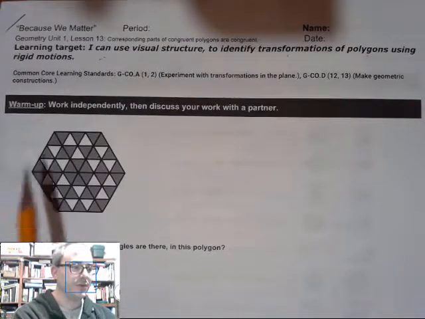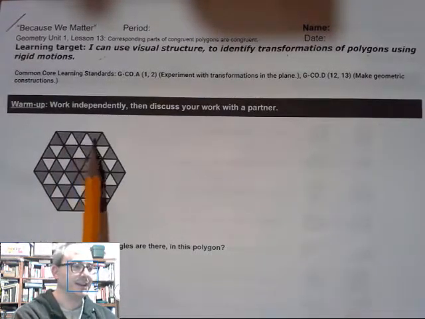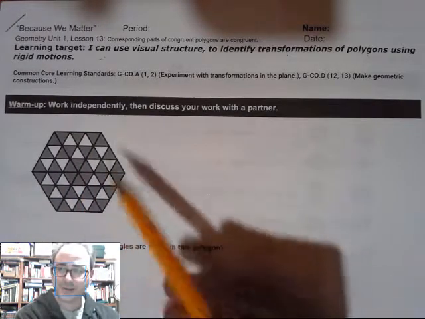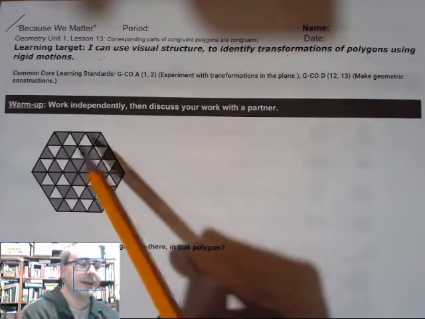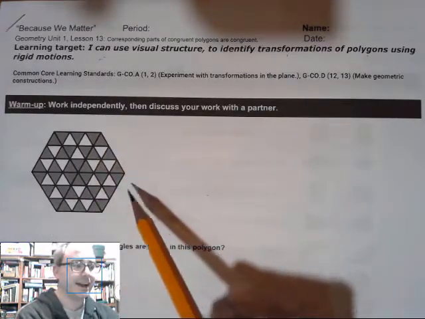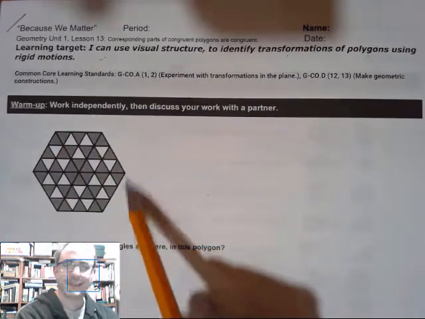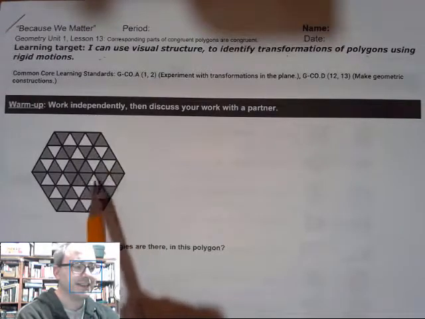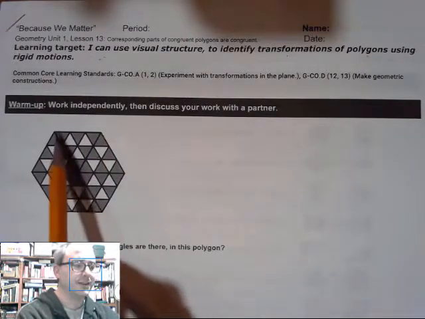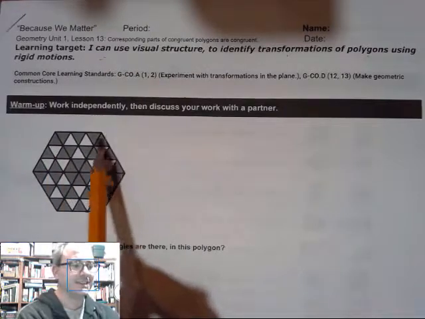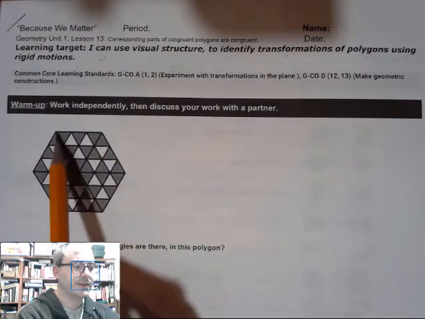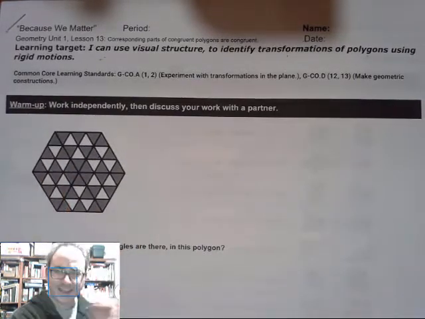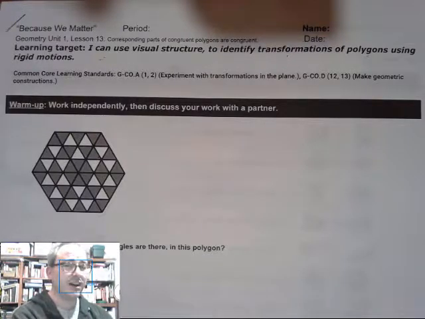So some of you might have started counting along the row. 1, 2, 3, 4, 5, 6, 7, 8, 9, 10. All right, you might have done that. However, if you began to see the visual structure of this, you might say, oh, I noticed that it's a hexagon. I notice it has 6 sides. A 6-sided polygon is a hexagon. And inside this hexagon, there are these equilateral triangles. How many equilateral triangles are inside the hexagon? There's 1, 2, 3, 4, 5, and 6. So there's 6 equilateral triangles inside this hexagon.